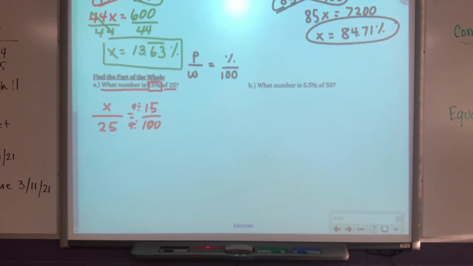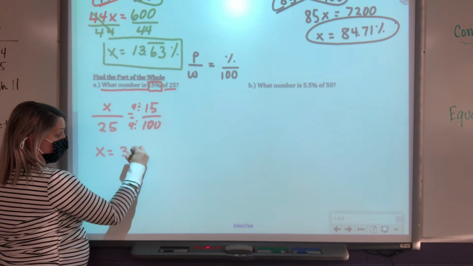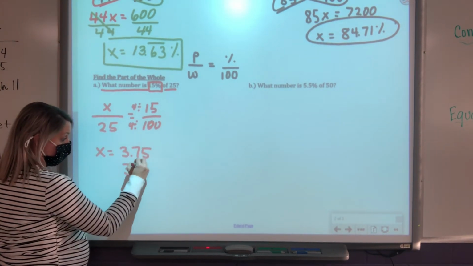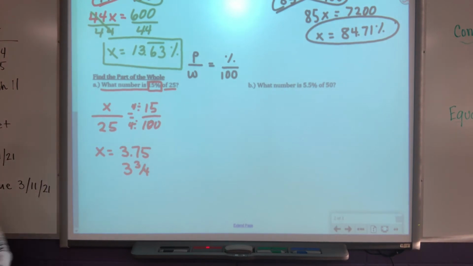Three and 3/4? Yeah. 3.75? Does this need a percent symbol? No. Because it's not our percent.